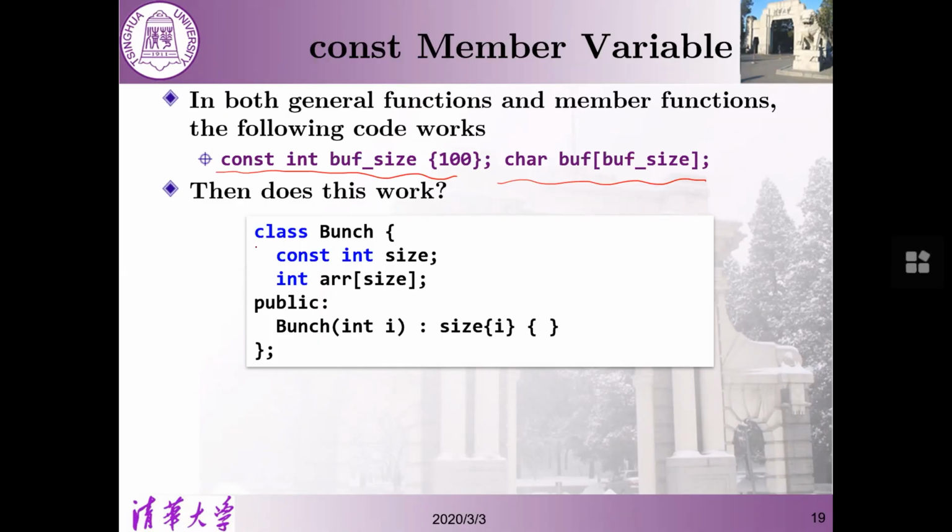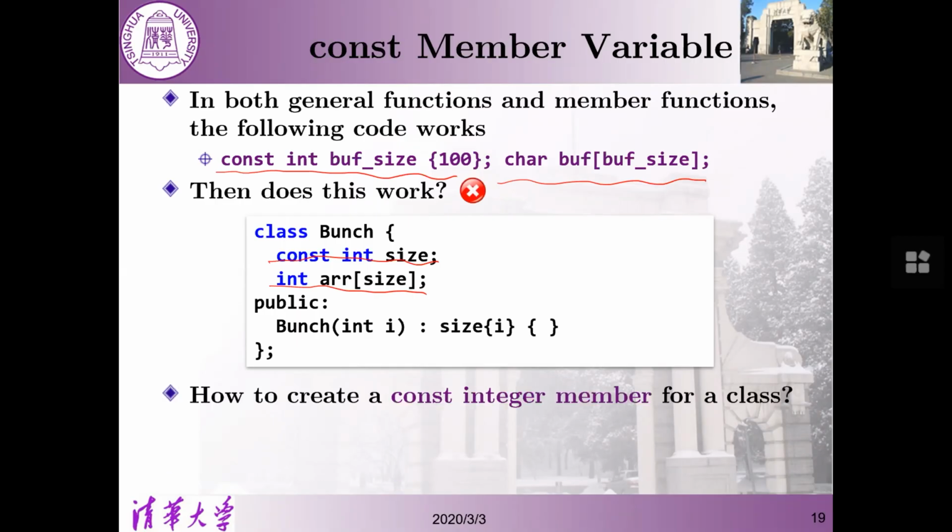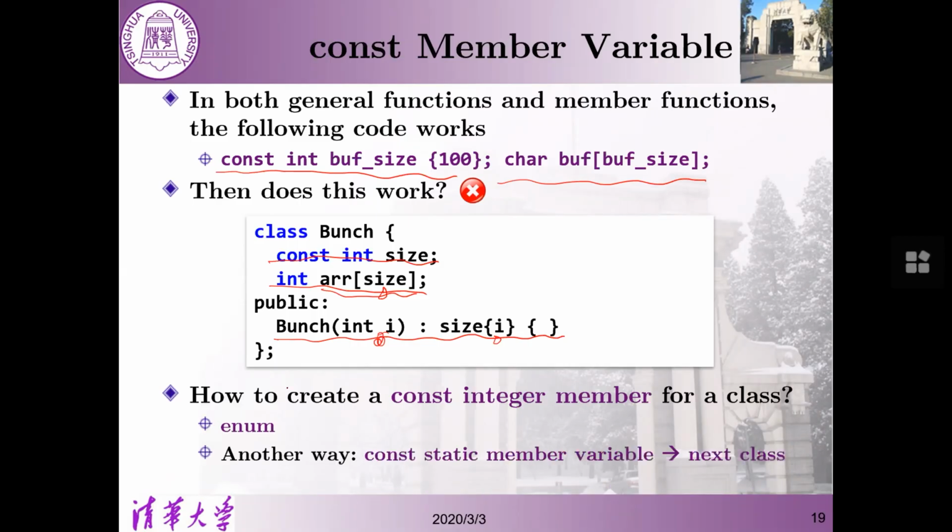The question is, does this work if it is in the class? So actually it does not work, because the compiler cannot know it, right? Because this is done by the user, and this value is not known before we define an object. So we cannot do that. Compiler does not know the size of the array, so we cannot define the array. Okay, so we can use enum, and we can use const static member variable.